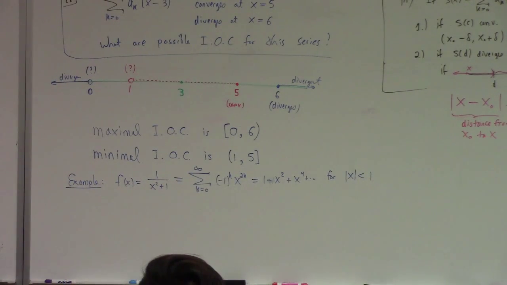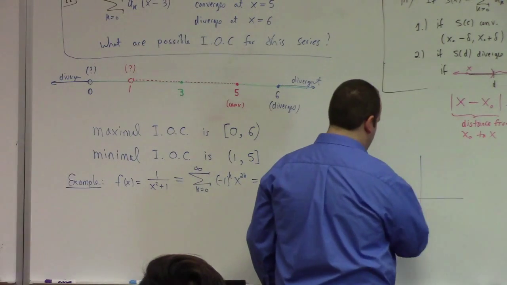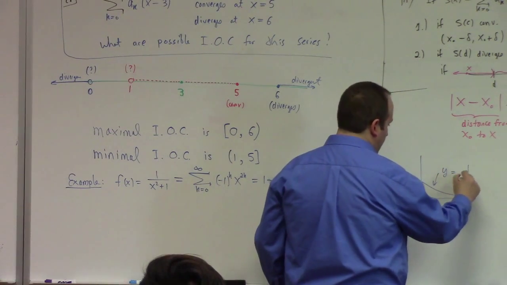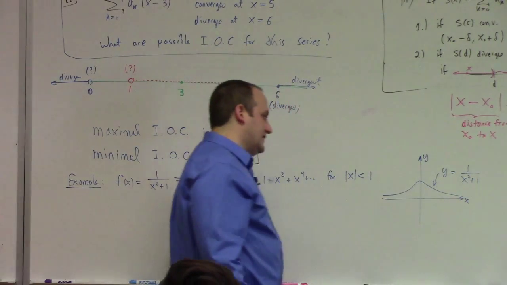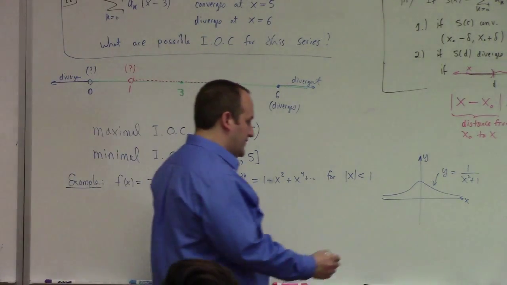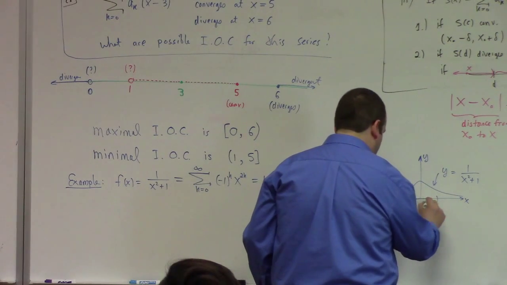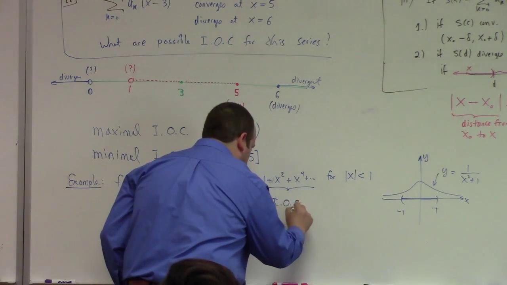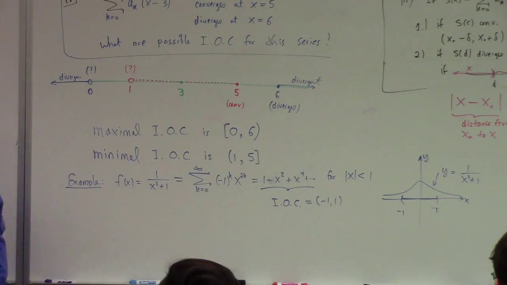And I mentioned to you that this is seriously mysterious because there's nothing particularly weird going on with this function. It's just this kind of bell curve looking thing, right? So why on earth is it the case that the interval of convergence is just from here to here? Why is that the IOC? What's the problem with the formula?